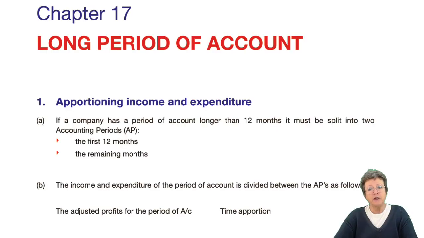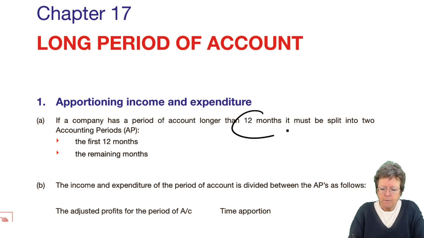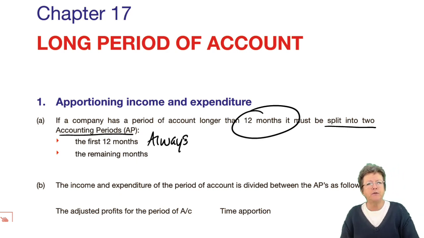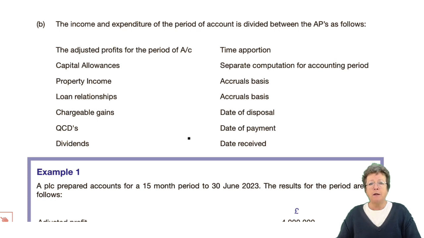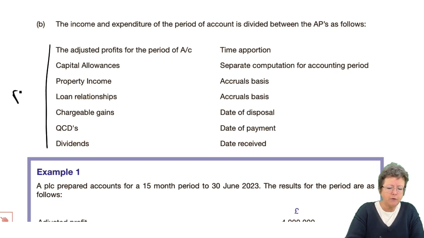I mentioned in the previous chapter that an accounting period is normally 12 months long, but sometimes a company will prepare a short set of accounts, and sometimes the accounting period will be longer than 12 months. If that's the case, then it has to be split into two accounting periods, always first 12 months and then the remaining months, however many they will be. Now, I have seen a Section C question where they have put in a corporation tax question where there is a long period of account, and these are the rules that you need to apply.